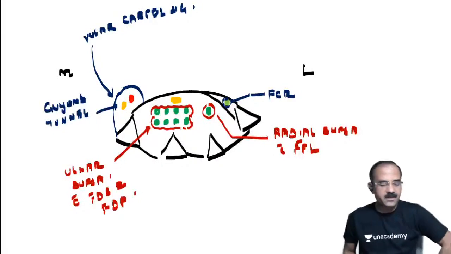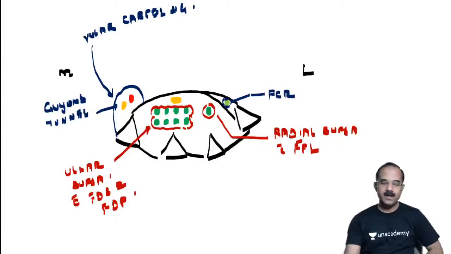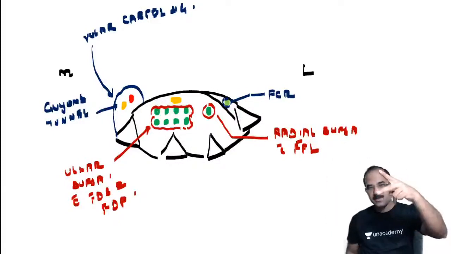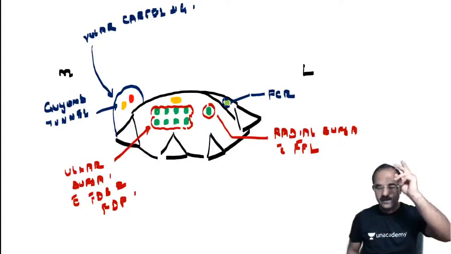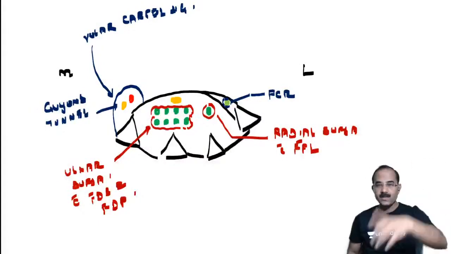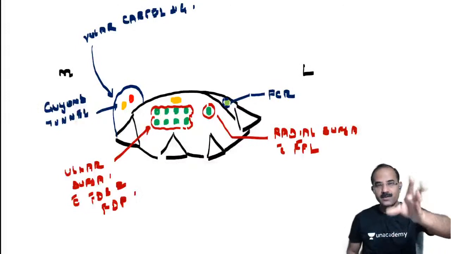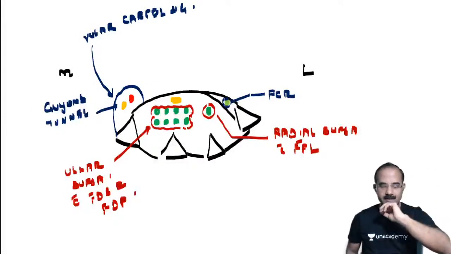What would the best answer be? The best answer is going to be the ulnar nerve and vessels, because they definitely go outside. But flexor carpi radialis passes through the flexor retinaculum. Okay? You have to see the options and answer accordingly. The answer can change for the same question with different options.